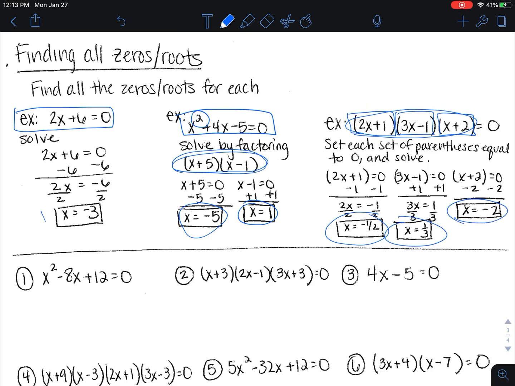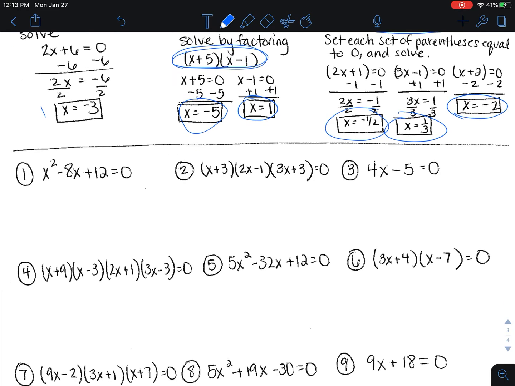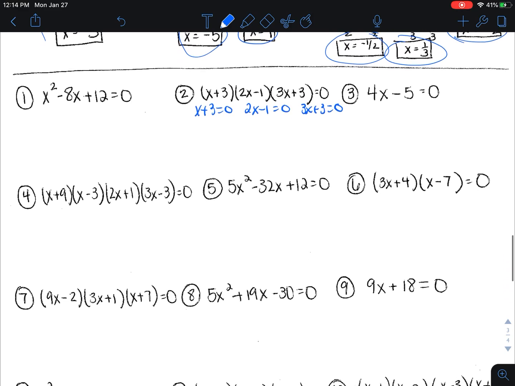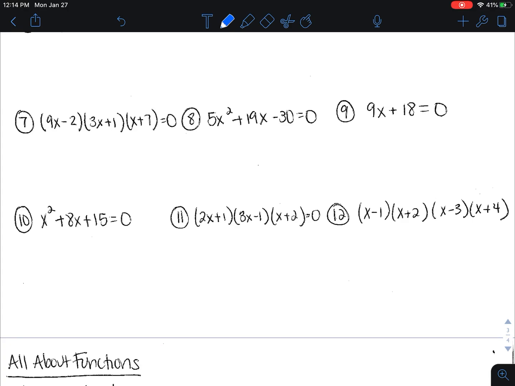Okay, so basically all you're doing on these is you're just solving when y equals 0. So for example, on the first one, for number 1, it's a quadratic. Try factoring it. If factoring doesn't work, then you try the quadratic formula. For number 2, you're going to set each set of parentheses equal to 0 and then solve each one individually. So for example, we would have x plus 3 equals 0, 2x minus 1 equals 0, and 3x plus 3 equals 0. And you're going to solve each one of those, and those are your 3 answers. Okay, so that's basically all you're doing for all of these. You're just solving for each set of parentheses, or you're solving the quadratic, or you're solving the linear equation.